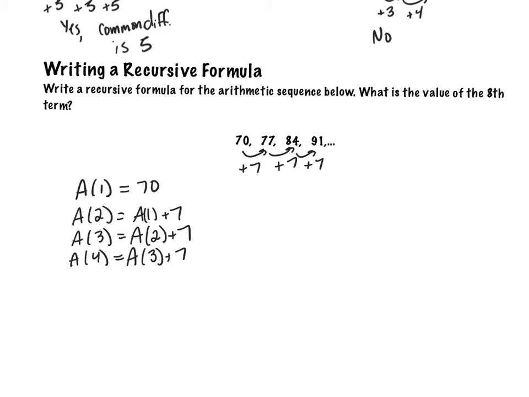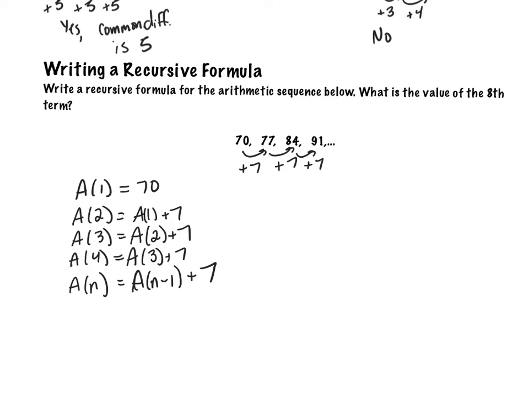So now I've got to look and say, okay, how can I find the rest of my terms? What if I wanted to know any term? I know I need to know the term before n, so I'd have a sub n minus 1 term, and then I always added 7. So that's the recursive formula.